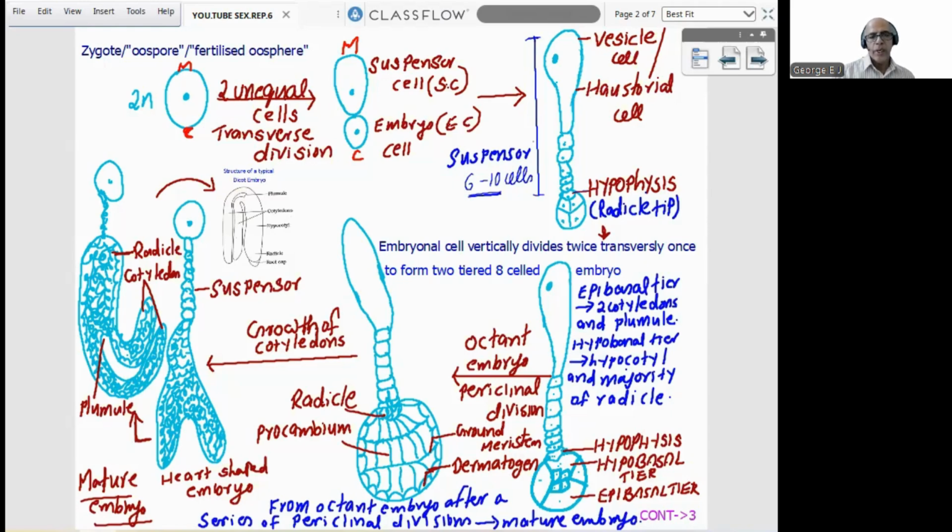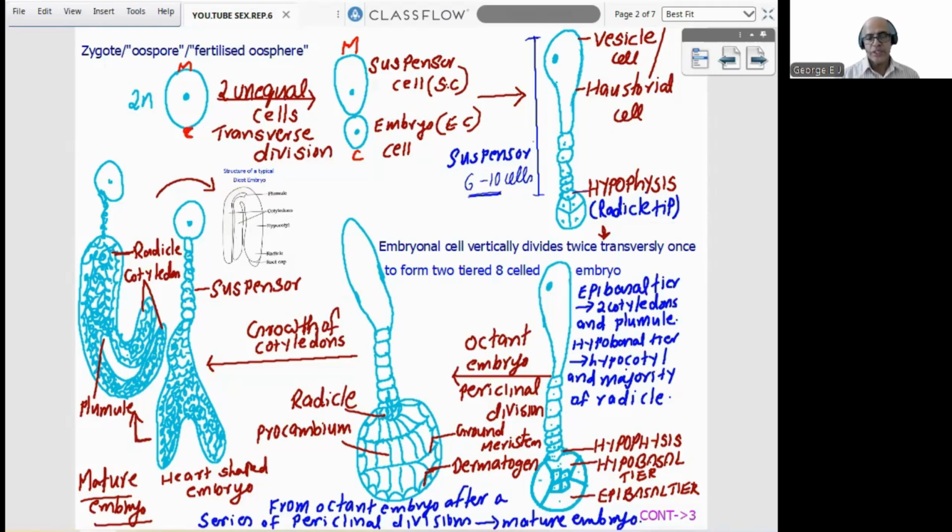So zygote undergoes a division. 2 unequal cells will be formed. The large cell is called the suspensor cell, towards the micropylar area. The small cell is called the embryo cell, towards the chalazal area. And the suspensor cell undergoes transverse division to form 6 to 10 cells. So the number is 6 to 10.